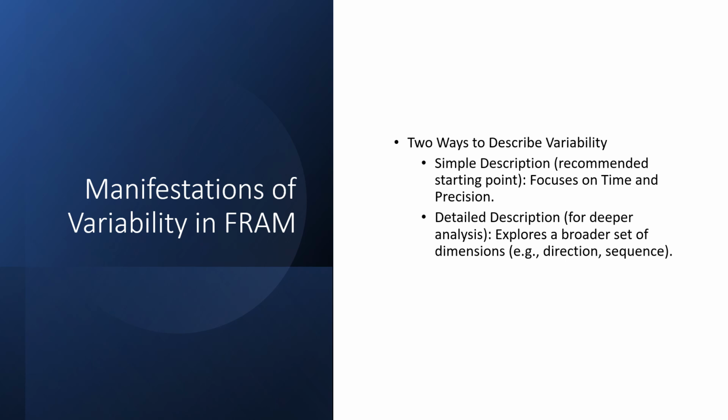In order to identify, define, and describe how variability appears in a function, or more importantly, a function output, it's crucial for us to detect or observe this variability and to understand how it can affect downstream functions. There are two ways to describe and define variability. There are simple descriptions and there are detailed descriptions. Simple descriptions, that's the recommended starting point, focuses on two key issues: time and precision. Detailed descriptions for a further deeper analysis gets us to explore a broader set of dimensions such as direction and sequence.